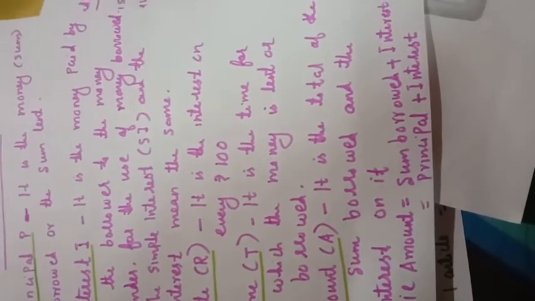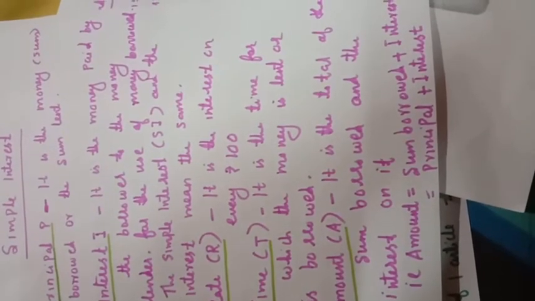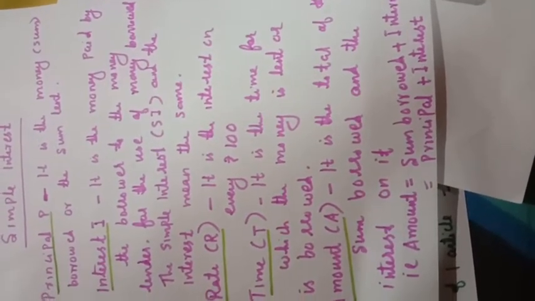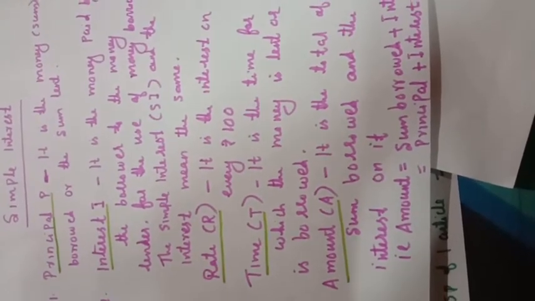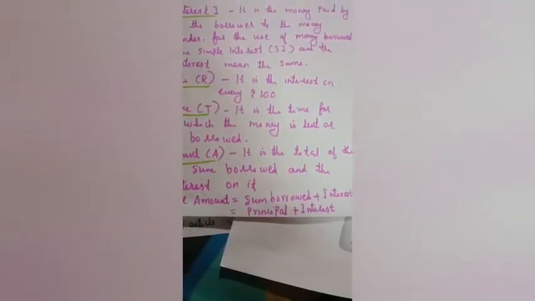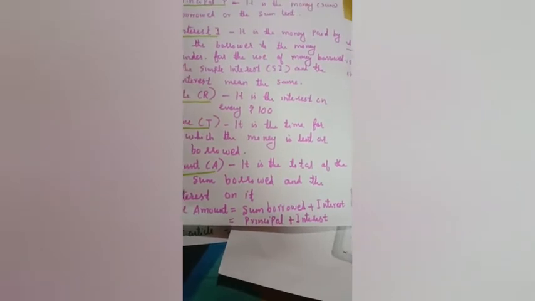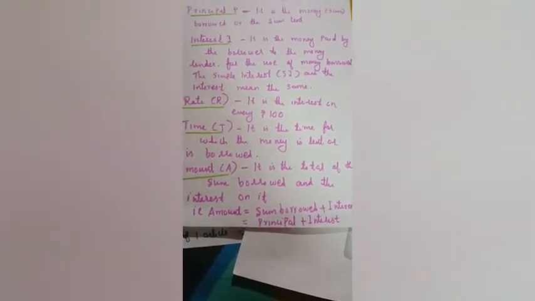So the sum borrowed and the interest together are called amount. Amount means sum borrowed plus interest. The sum borrowed is also called principal. So amount is principal plus interest.